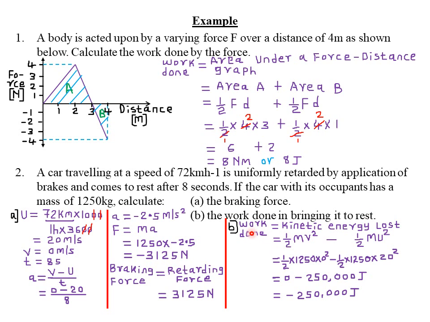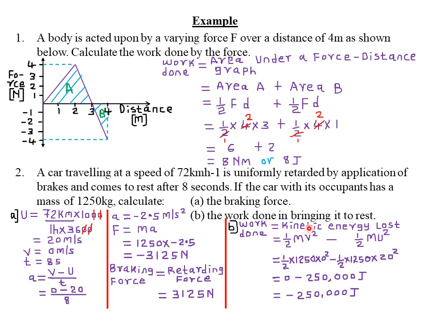Remember, the body is moving, which means the type of energy involved is kinetic energy. Therefore, work done is always given by either the gain in kinetic energy or the loss in kinetic energy. But because the body is retarding, in this case the kinetic energy will be lost because the body is losing its motion. But if the body was accelerating, the work done will be equal to the gain in kinetic energy.